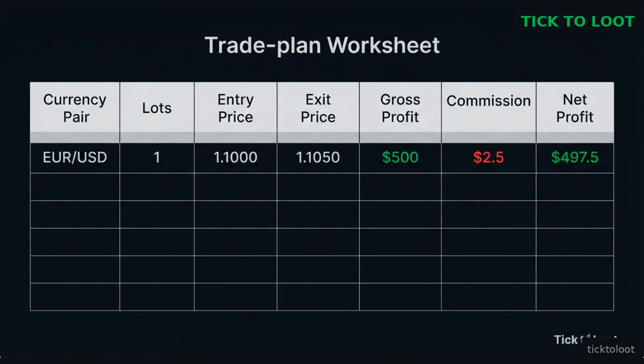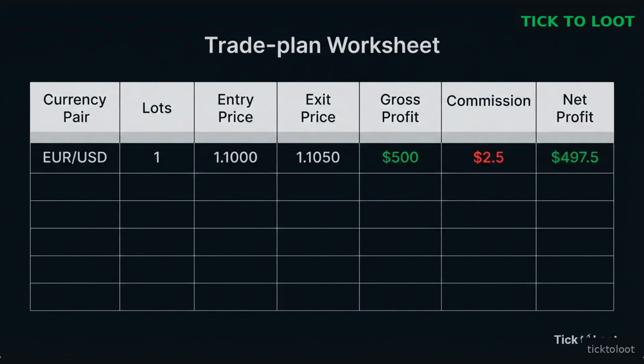Now that you have the commission numbers written down, let's see how they fit into your trade plan worksheet, which is basically a cheat sheet you fill out before you press that buy or sell button. Imagine you're planning a trade on the euro to US dollar pair. You decide to trade one standard lot, which is 100,000 euros. Your entry price is 1.1000, and you aim to exit at 1.1050, a 50 pip move.